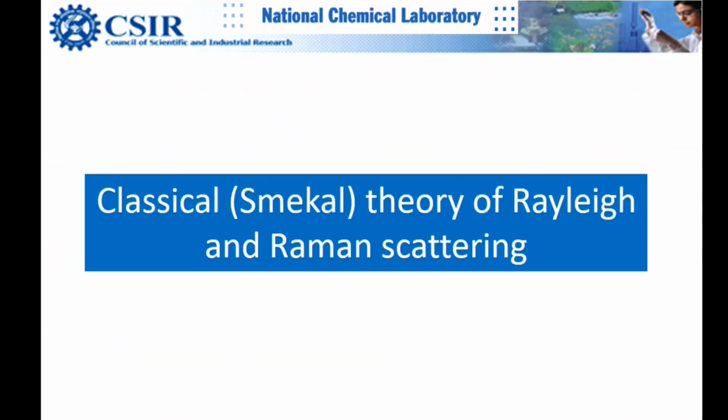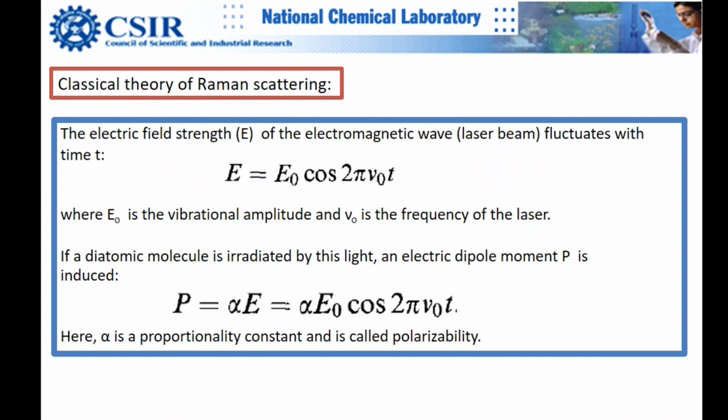So let's look at the classical theory, which is given by Smekal. Here we look at the electric field of the electromagnetic wave, which interacts with the system under investigation. We can ignore the magnetic part and take only the plane wave. E is equal to E0 cos 2 pi nu zero t, where nu zero is the frequency of the incoming light, right? Which is actually a laser in this case, for example an argon ion laser or something else. Now E0 is the vibrational amplitude.